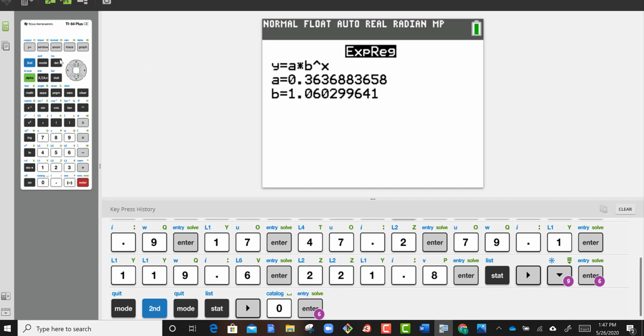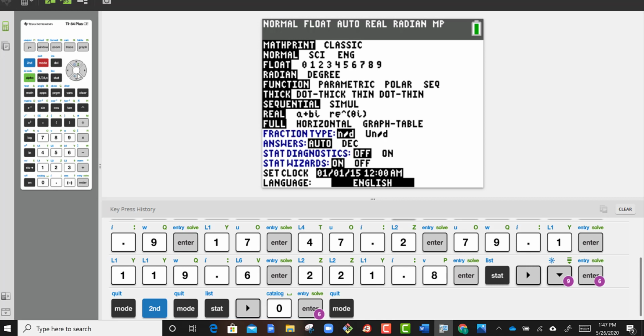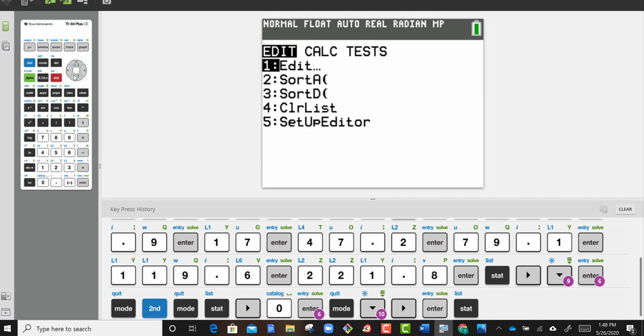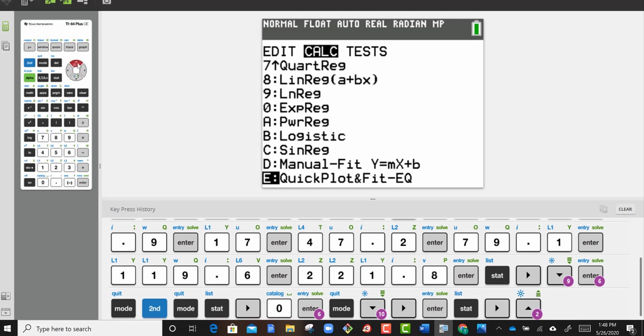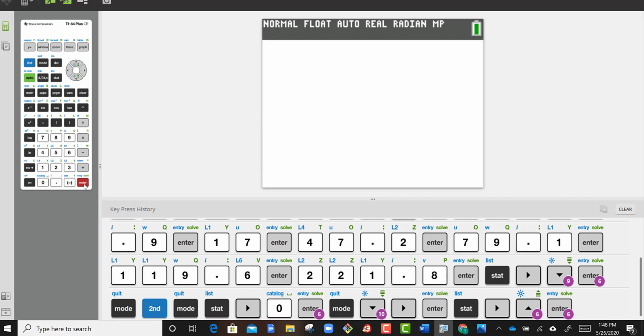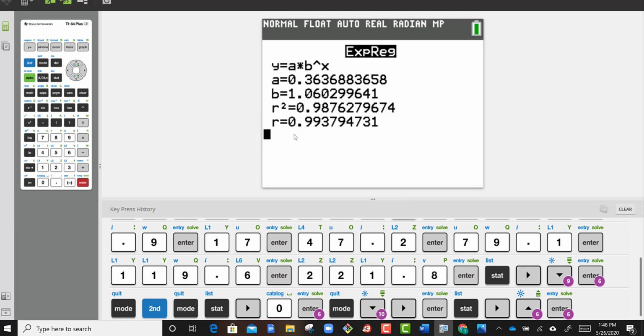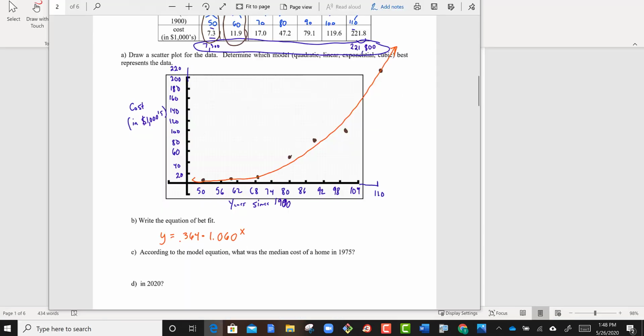One thing we did not do, we didn't get our correlation coefficient. So real quickly, if you press the mode button, we want to turn our stat diagnostics on. And now we're going to do the stat calculate and then choose the exponential regression function. And then this should give us a correlation coefficient. Again, we're looking for something close to a 1. You can see we're right in the ballpark there of 1. So this looks like it's a pretty solid model.